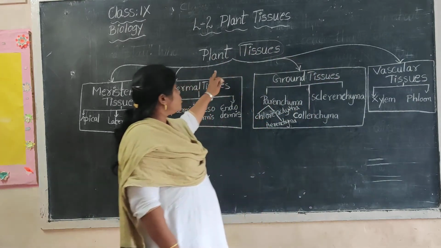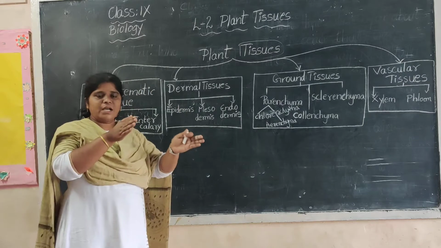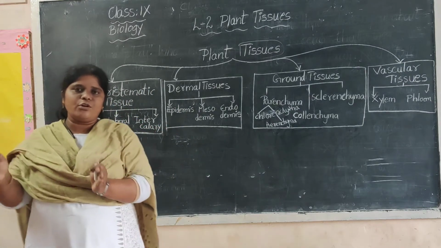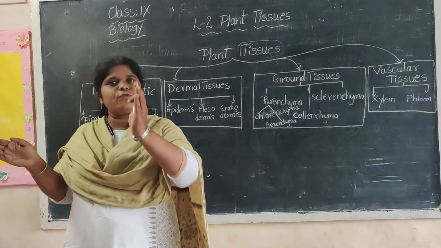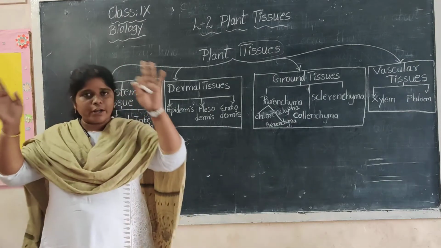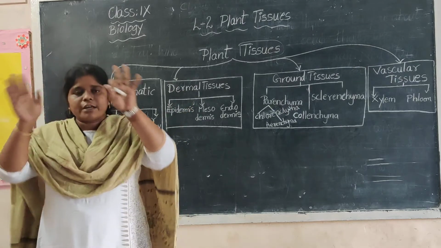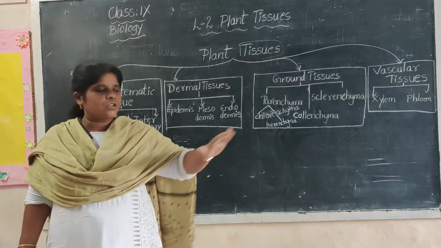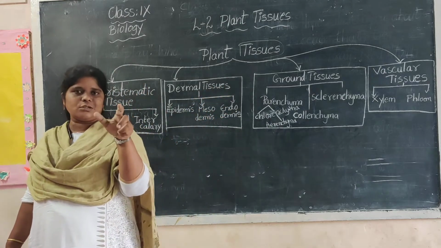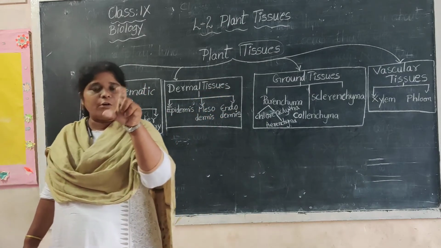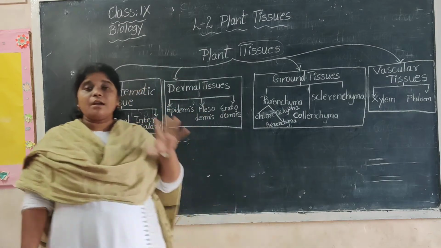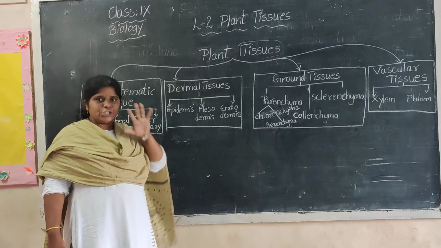Now, when you come to plant tissues, we all understood that cells will unite to form tissues. Tissues will unite to form organs. Organs will unite to form organ systems. Organ systems will unite to form an organism. So, for an organism to be formed, the basic unit is what? Cell. A group of cells which are similar in structure and function will form tissue. Now, let us discuss the different types of plant tissues.